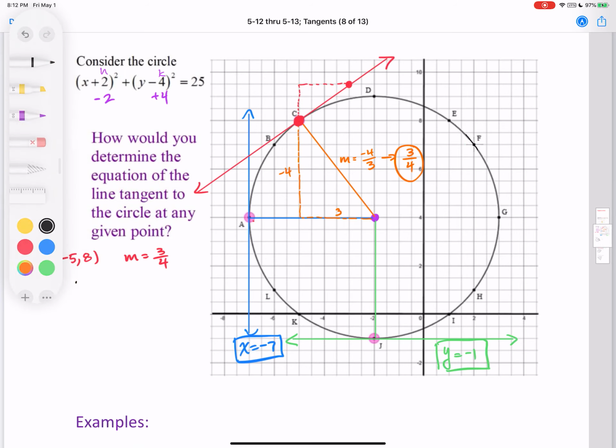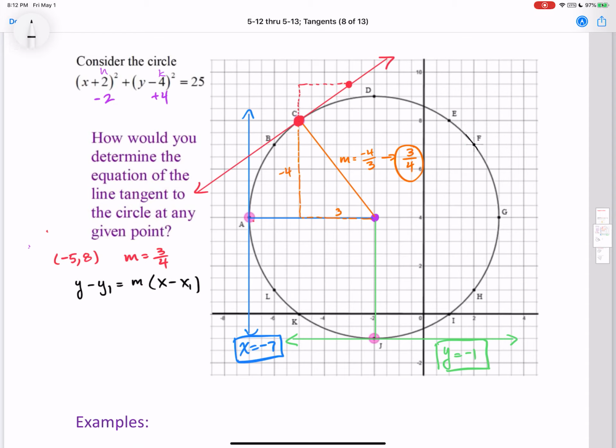So point slope form is y minus y1 is equal to m times x minus x1, where x1 and y1 is a point on that line. Well, that's going to be my (-5, 8). So my -5 and my 8 are going to be my x1 and my y1. So now all I got to do is substitute. So I have y minus y1 is equal to m times x minus x1. And I'm just going to plug in my information here.